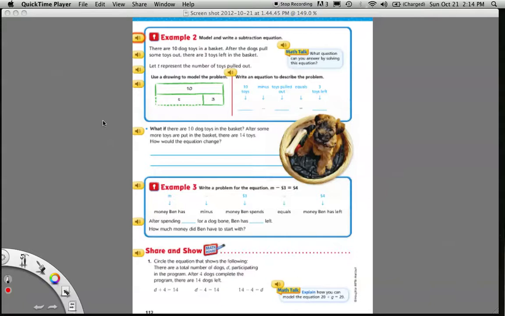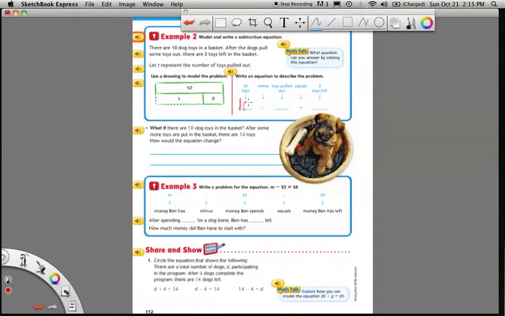This says, example 2, model and write a subtraction equation. So it gives us this word problem. There are 10 dog toys in the basket. After the dog pulls out some toys, we don't know how many, just some toys, there are 3 toys left in the basket. So that's a different kind of equation than we've been modeling so far in our tutorials, because this gives us the 10 toys that they're starting with, and then we're taking out a certain amount that we don't know, and it tells us how many are left.